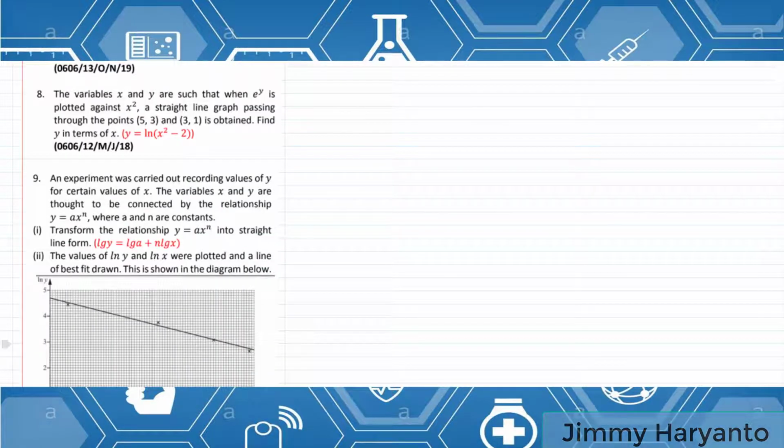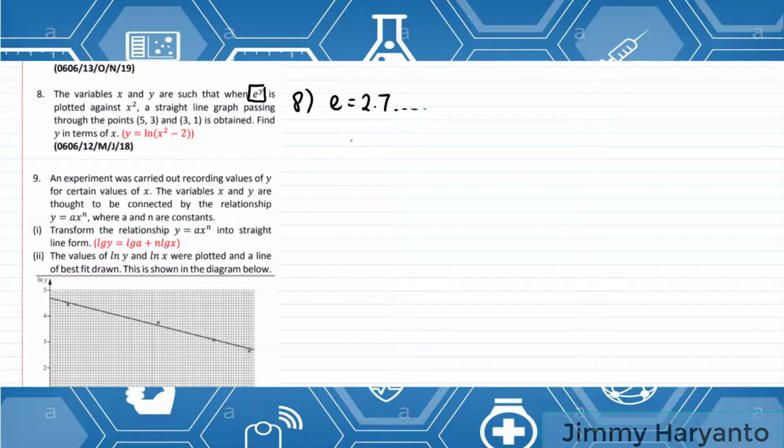And then number 8, the variables x and y are such that when e to the power of y is plotted against x squared. So we have to plot e to the power of y against x squared. Okay, for these questions, there is e. What is e? e is a natural number. It is equal to 2.7 something. So e equals 2 point something.